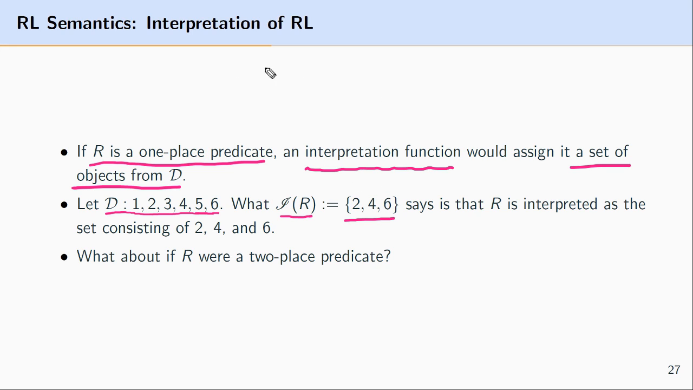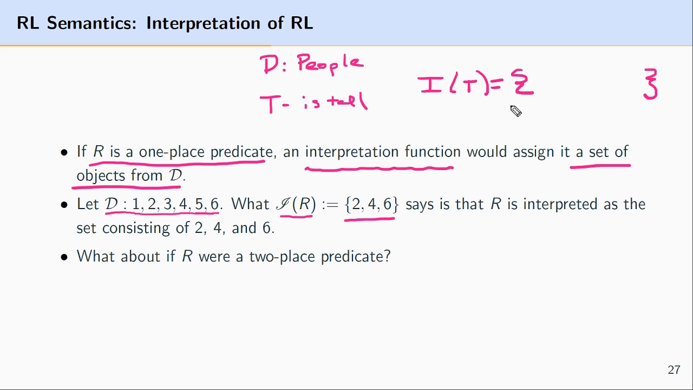And you can think about this in other examples. If we have, let's say, the domain of living human people, and we might have a one-place predicate that stands for something like "is tall." What the interpretation of "is tall" would be is simply the collection of people from the domain that have the property of being tall. So it would pick out all of the people who are tall.